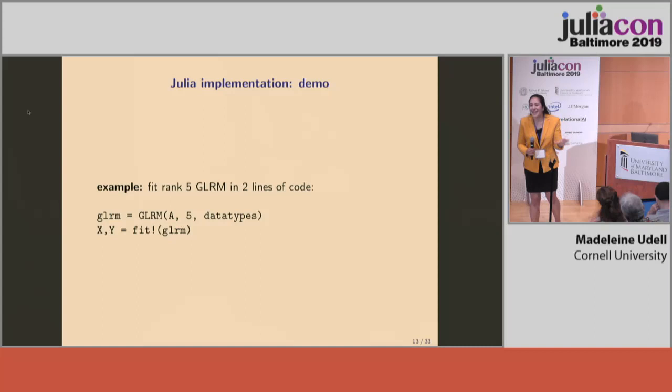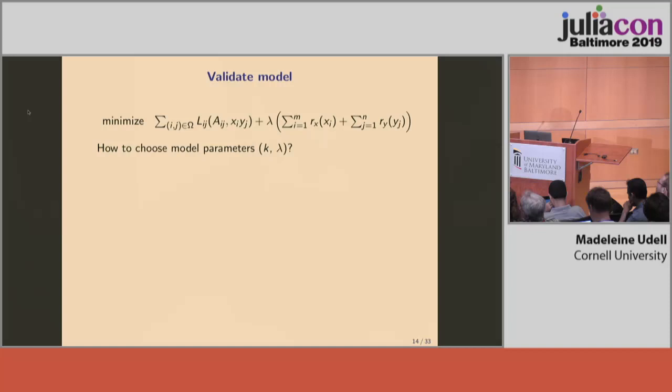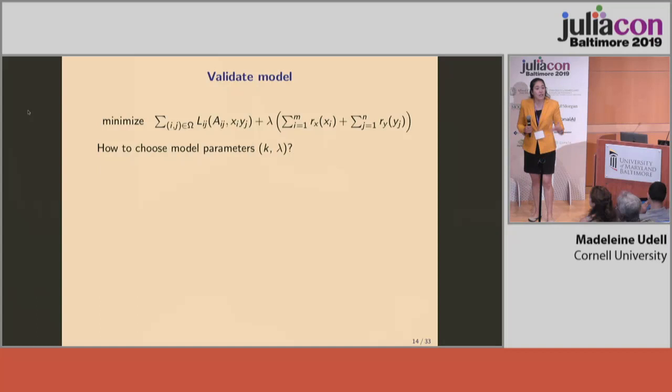Okay, and then you fit the model. So, very easy. Okay, so one major question you should have at this point is, how do I choose these parameters? How do I choose, for example, the rank? How do I choose the amount of regularization? How do I choose the types of regularization? And the most obvious answer is cross-validation.